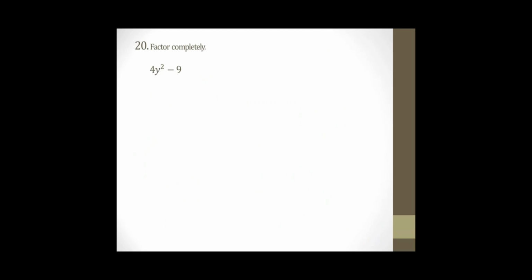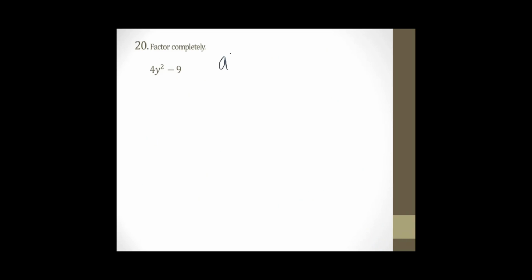So number 20, factor completely. Always look for a GCF first. We do not have a GCF between 4y squared and negative 9. So now we're going to look at how many terms we have. We have 2 terms, okay? So we either have perfect squares or perfect cubes. If we don't have one of those, then we're done. We can't factor it. So we have perfect squares, and it's the difference.